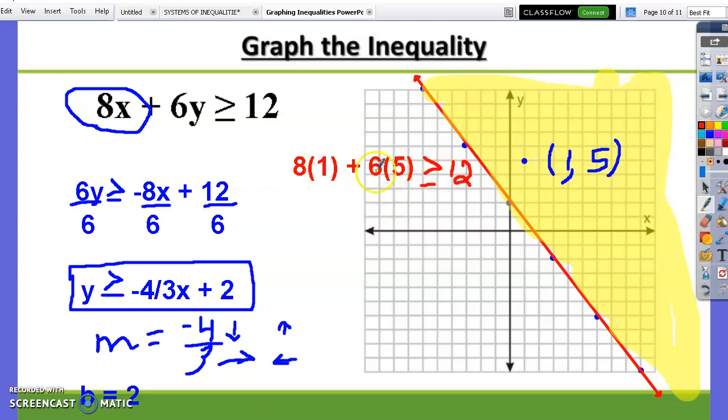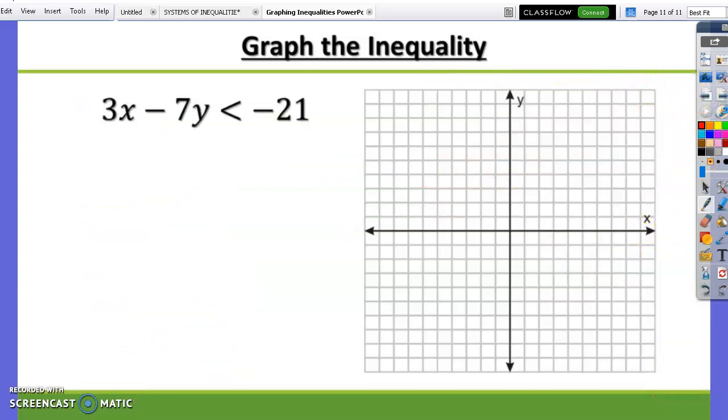So 8 times 1 is 8, plus 6 times 5, which is 30. So 8 plus 30 is 38, and 38 is certainly greater than or equal to 12. So that's a true statement. So I did shade the right side, or the correct side of that graph. All right, let's see another one.